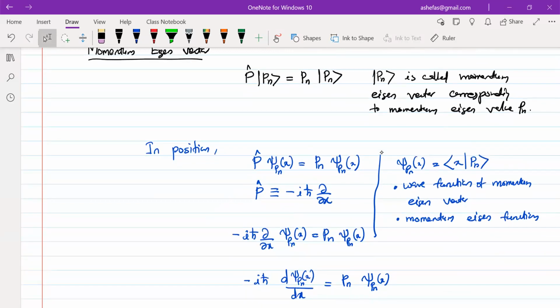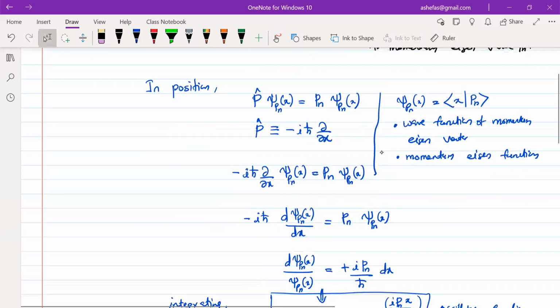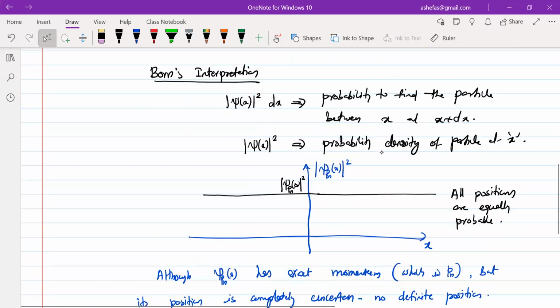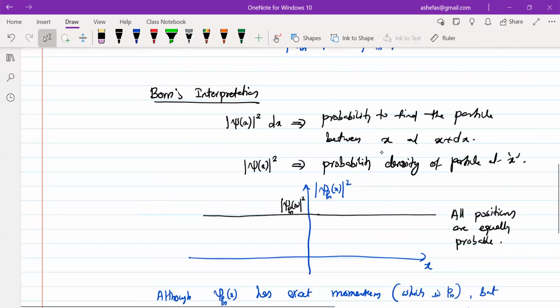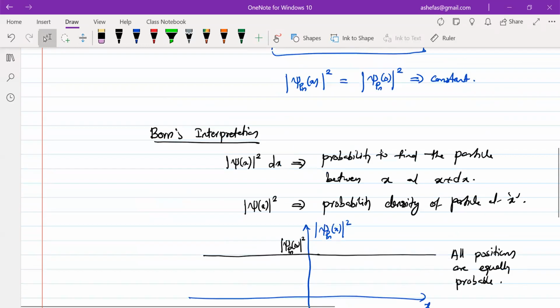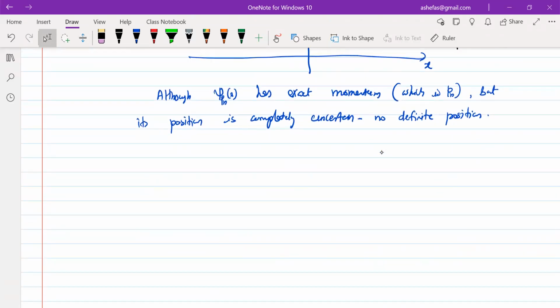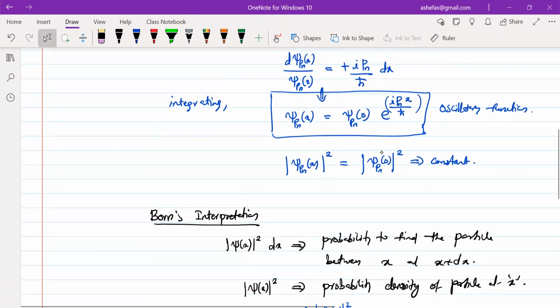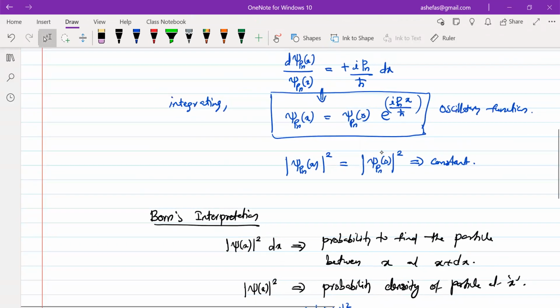So why have I introduced the n here? This n represents that the momentum can have different eigenvectors and different eigenvalues. So in order to differentiate them, I have put this n symbol. Okay, now the next is how will you represent the momentum eigenfunction in the momentum basis? So what we have done is the momentum eigenfunction in the position basis.